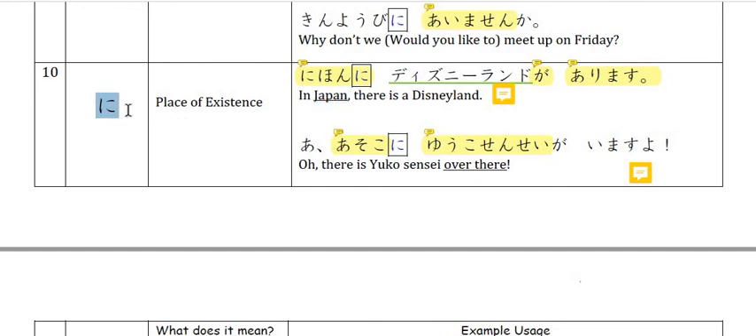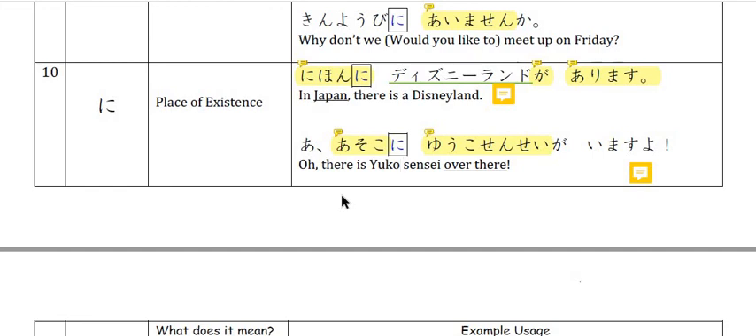Ni also marks the person being met. It marks the absolute time marker, and it also marks the destination. These are the power functions. Remember this. If you want to say, oh, there is Yuko sensei over there, how would you say that?